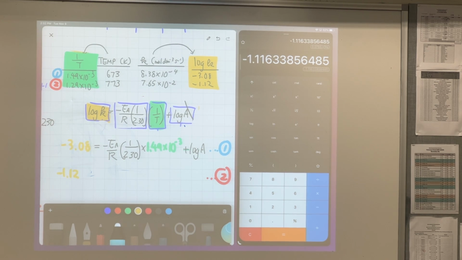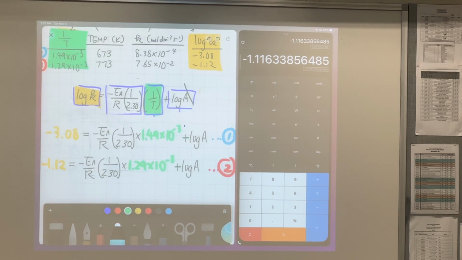So negative 1.12 equals negative dA over r times 1 over 2.3 times 1.29 times 10 to the power negative 3, and then plus log a. You know why I never talk about log a? Because it doesn't matter. It will be gone anyway when you subtract the two equations.